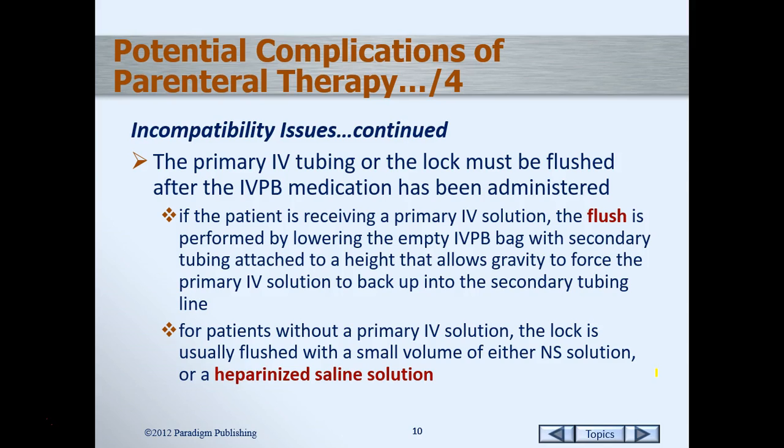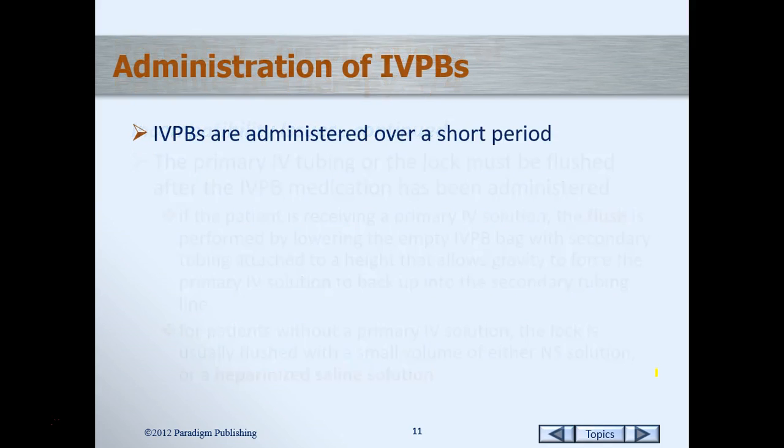If the patient is receiving an IV solution as a primary line, the flush is normally performed by lowering the empty IV piggyback with the secondary tubing attached to the height. That will allow gravity to let the primary solution flow back through that secondary tubing. That's done by the nurse. It's just here for you to understand the concept. Patients without a primary tubing, if they have a heparin lock or a saline lock in place, it will be flushed with either normal saline or heparinized saline solution.